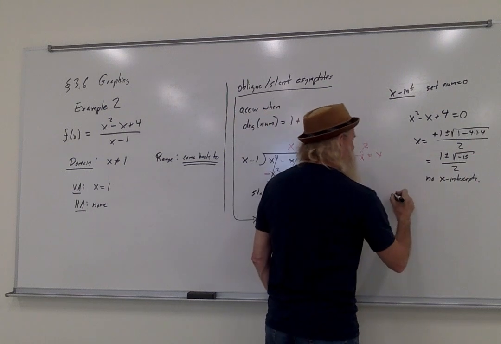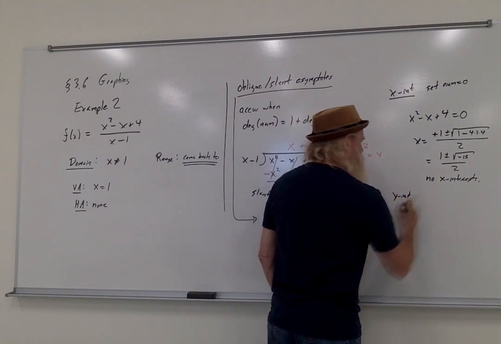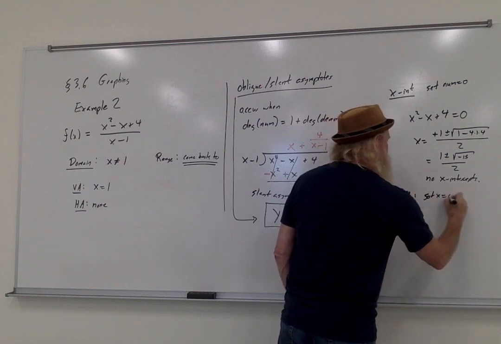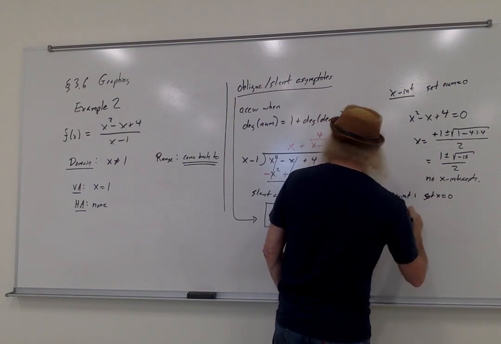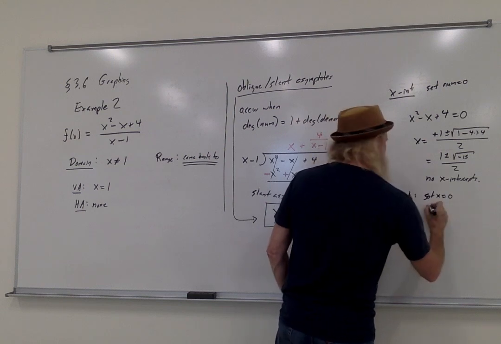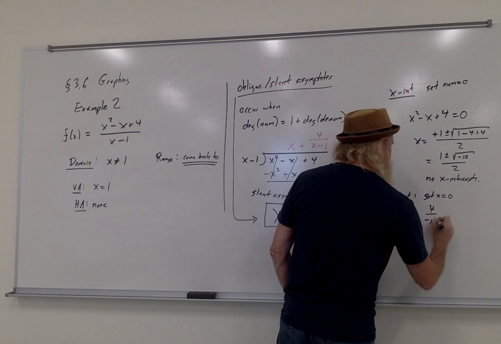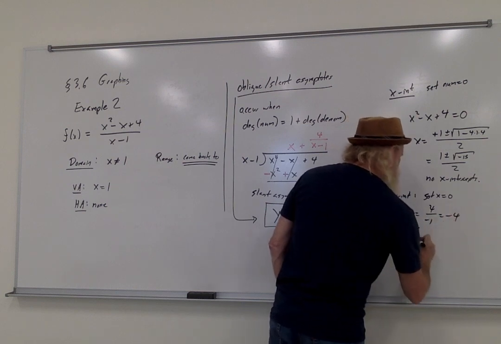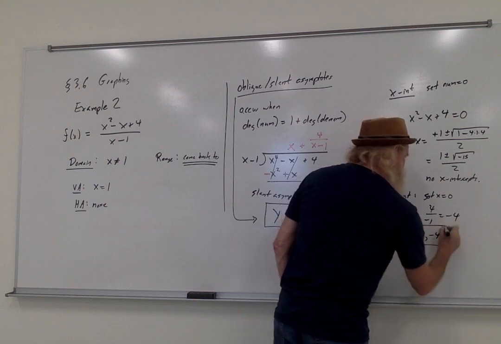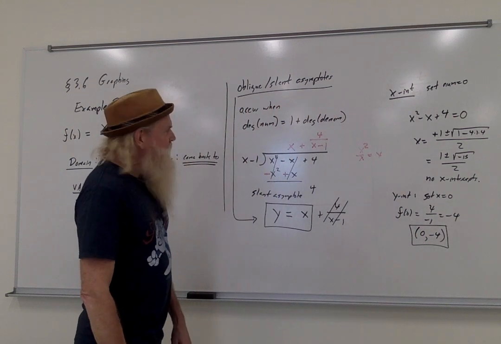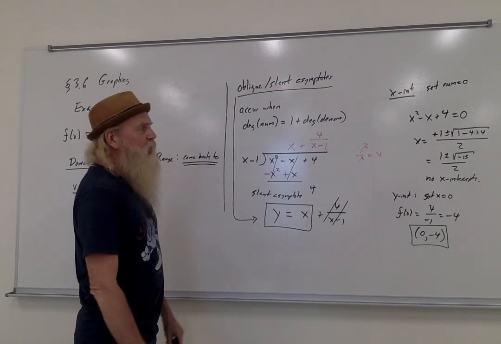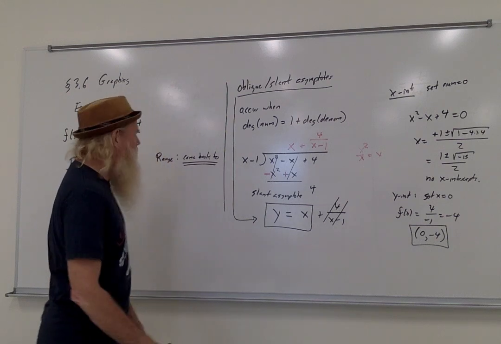And then finally, for the y-intercept, we set x equal to 0. And that'll give us f of 0 equals 4 over negative 1, or negative 4. So the y-intercept is 0, negative 4. Let's see if we can put all this information together in a graph, at least as our first guess at what's going to be the graph of the function.